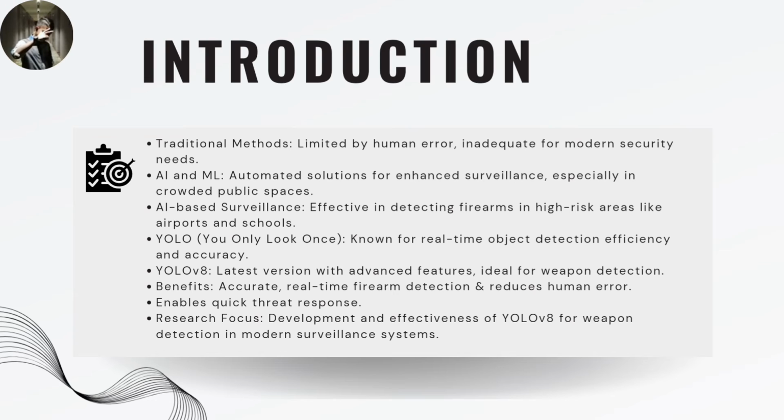Among AI models, YOLO, which is You Only Look Once, is known for its efficiency and accuracy in real-time object detection. The latest version, YOLOv8, improved performance with advanced features, making it ideal for weapon detection. Integrating YOLOv8 in surveillance systems enhances security by providing accurate real-time firearm detection, reducing human error and enabling quick threat response. This research focused on the development and effectiveness of YOLOv8 for weapon detection, underscoring its importance in modern surveillance.